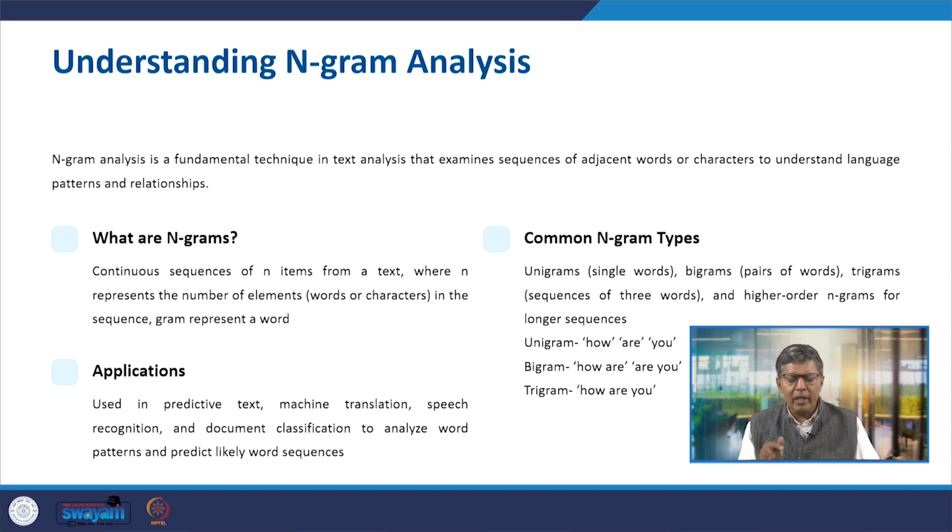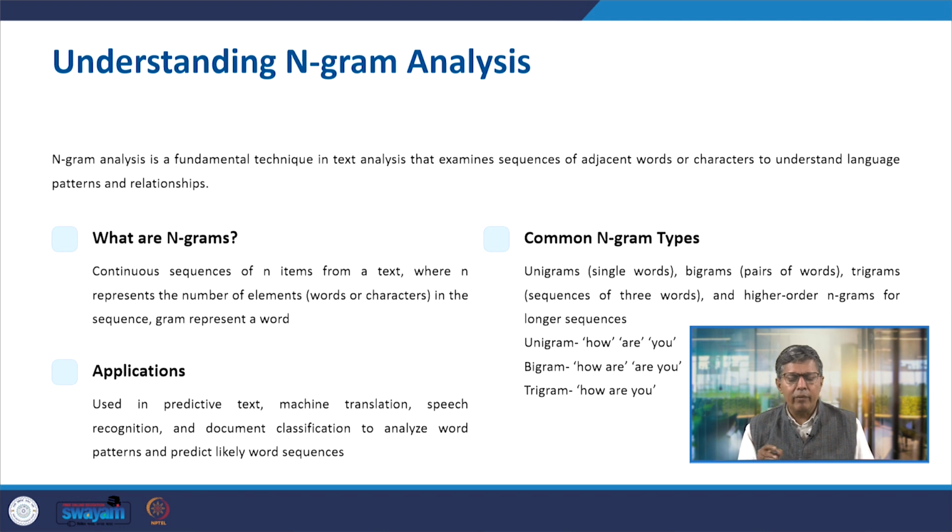Now the common n-gram types: unigrams, or single words. If I tell you a single word, it is very difficult to predict what is going to come. For example, suppose I say "he" dash. Can you forecast or predict anything? It is difficult. So from a single word to predict anything is very difficult. So generally unigrams are not used, or very little used.